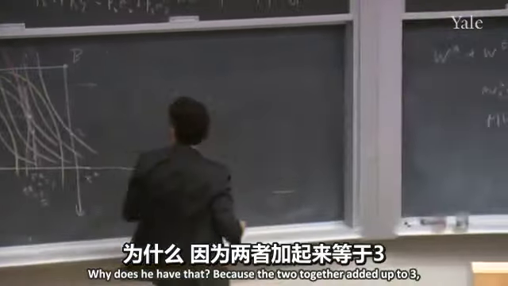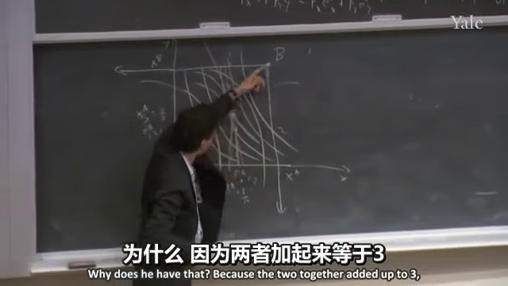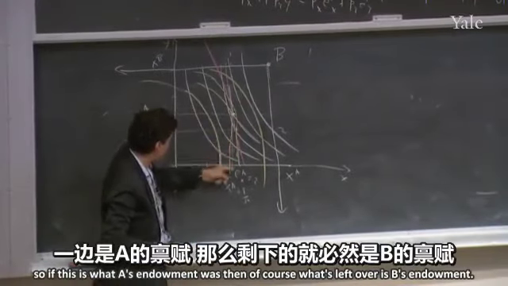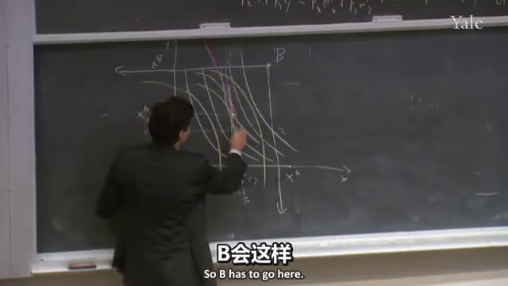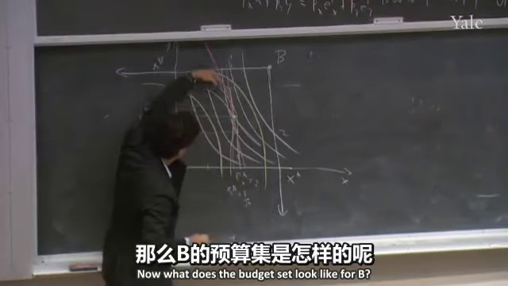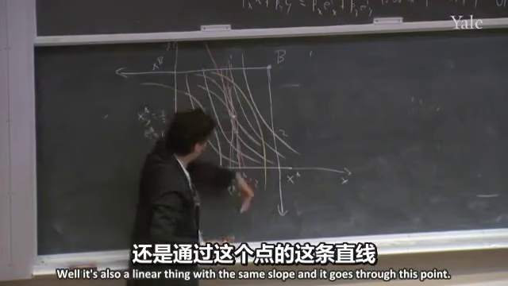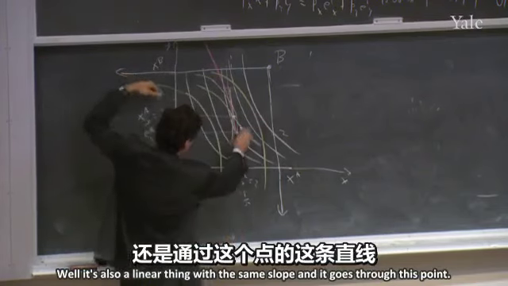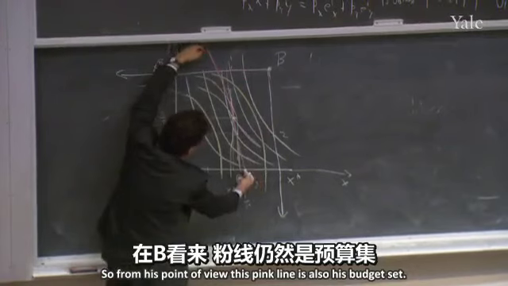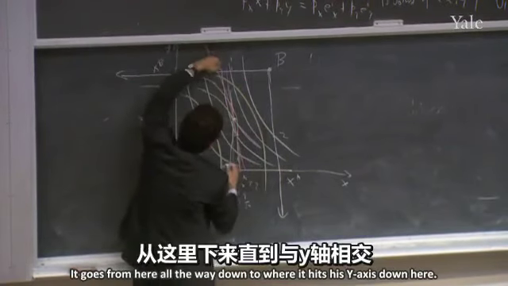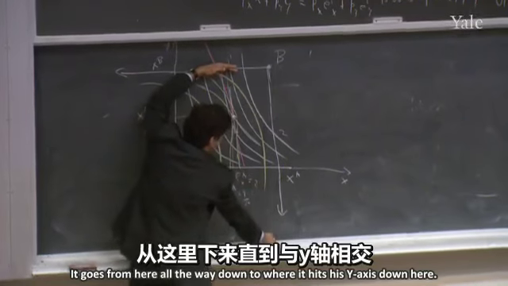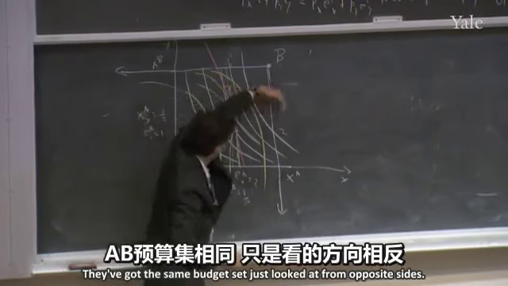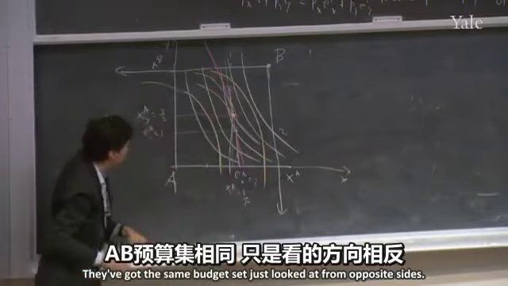Okay, why does he have that? Because the two together added up to 3. So if this is what A's endowment was, then of course what's left over is B's endowment. So B has to go here. Now, what does the budget set look like for B? Well, it's also a linear thing with the same slope, and it goes through this point. So from his point of view, this pink line is also his budget set. It goes from here all the way down to where it hits his y-axis down here. They've got the same budget set, just looked at from opposite sides.